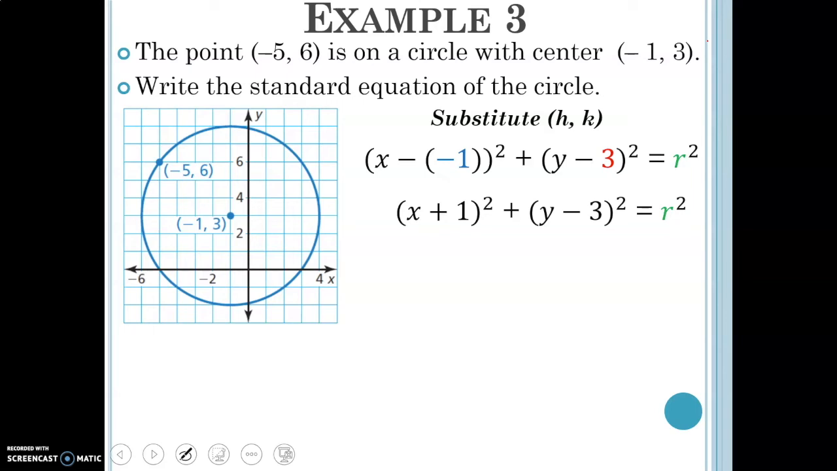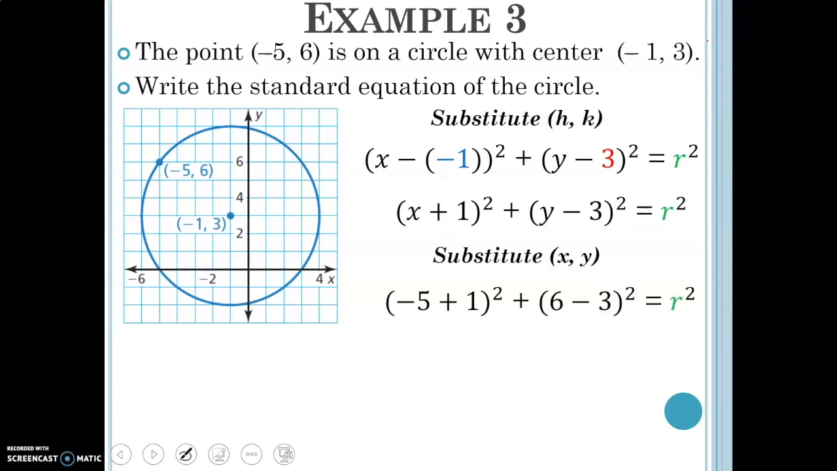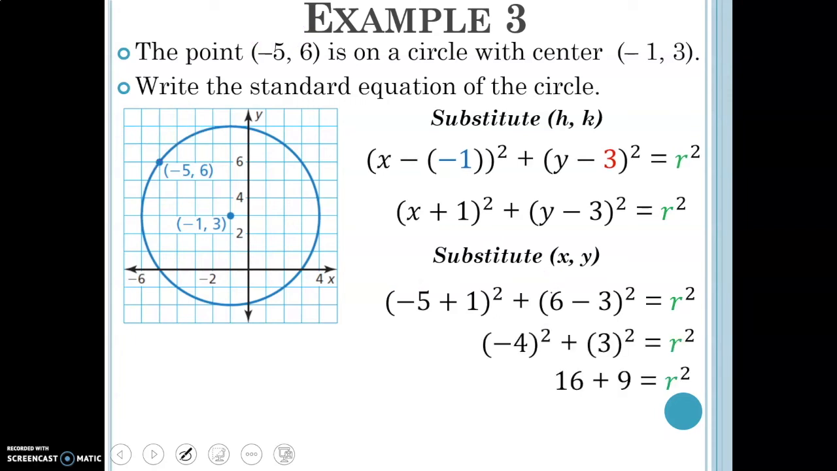All right, and the next step is you're going to take that point that's given, and you're going to substitute that point into x and y. So up here, notice they give you (-5, 6), which is this point out here. It's a point that's on your circle. And that point we want to substitute for our x and y. After doing that, we're going to simplify. That's going to give you (-4)² plus 3², which further simplifies to 16 plus 9, which is equal to r squared. 16 plus 9 is 25.